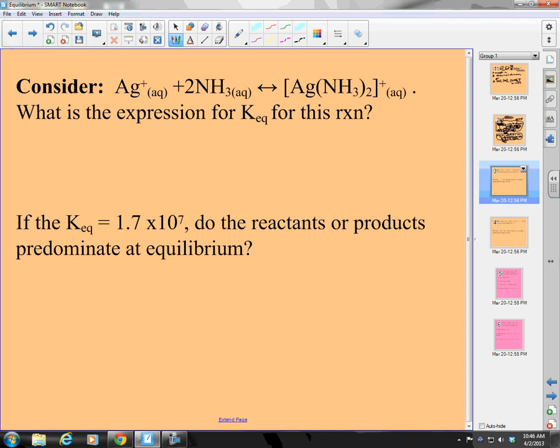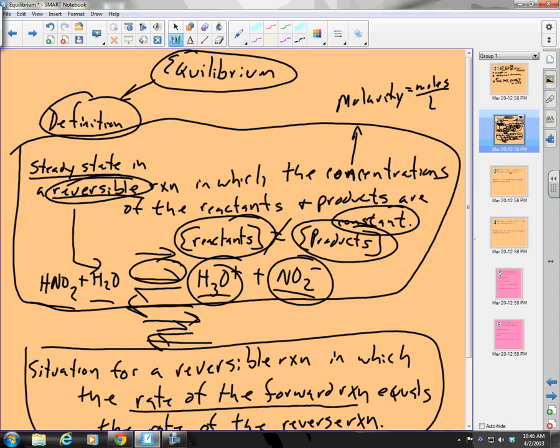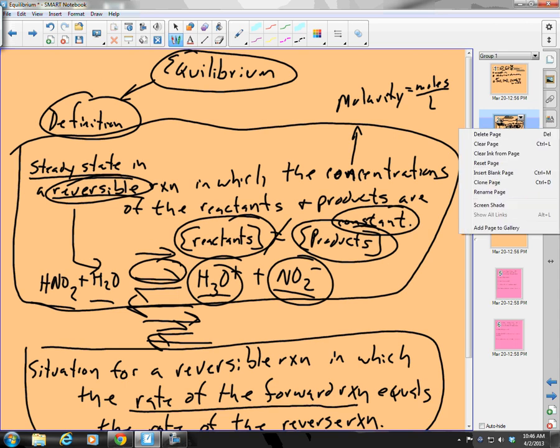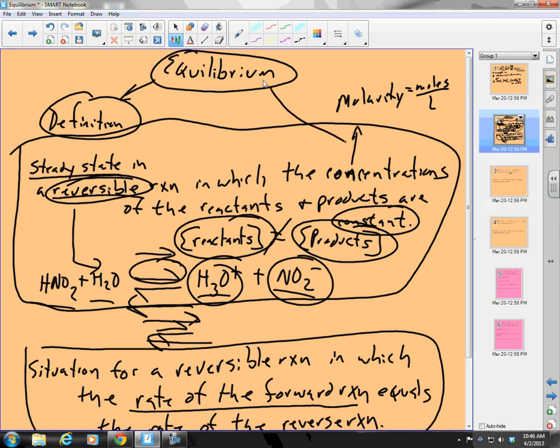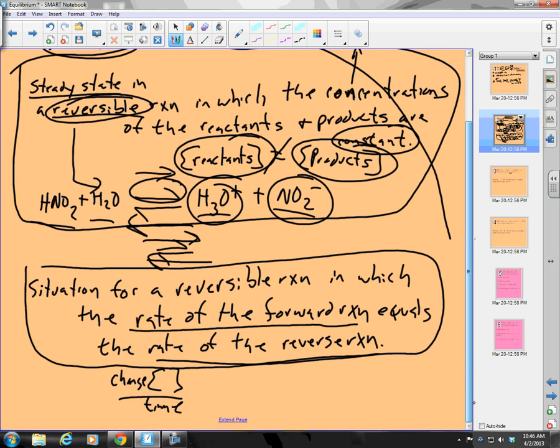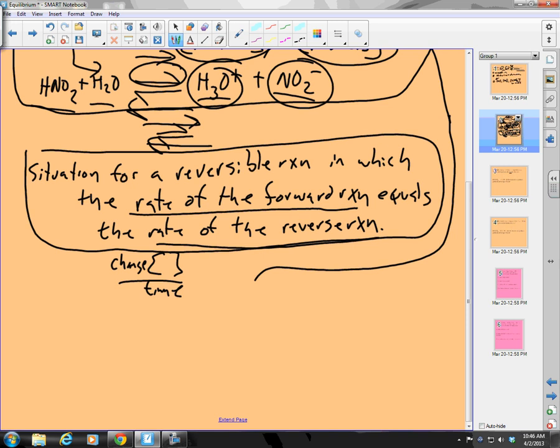And we want to know, what is the expression for KEQ? What is KEQ for this reaction? Okay, so we need to know a little bit more. Let's come down here and let's talk about KEQ, which some people will call, also known as, KC. KEQ, KC. Good. So what are KEQ, KC?